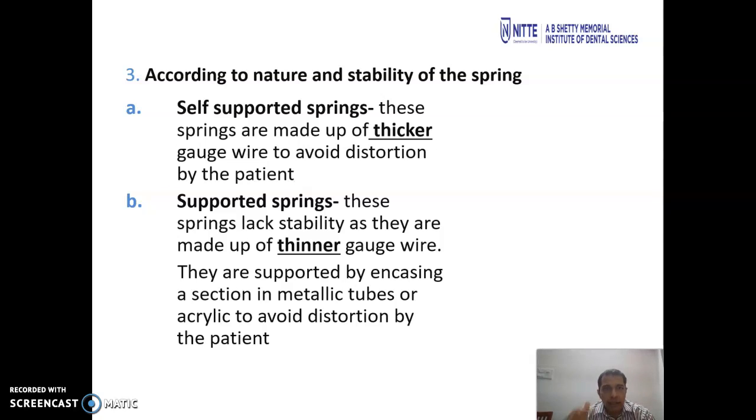According to the nature and stability of the spring, we have self-supported springs. These springs are made up of thicker gauge wire to avoid distortion by the patient. Then we have supported springs. These springs lack stability as they are made up of thinner gauge wire. They are supported by encasing a section in metallic tubes or acrylic to avoid distortion by the patient.